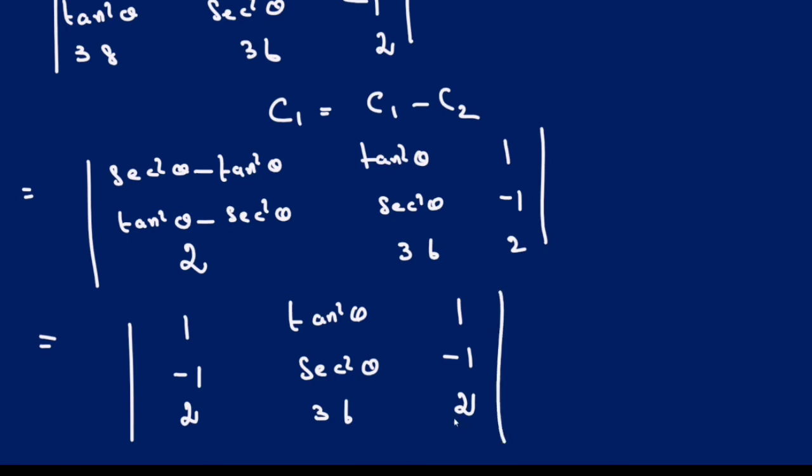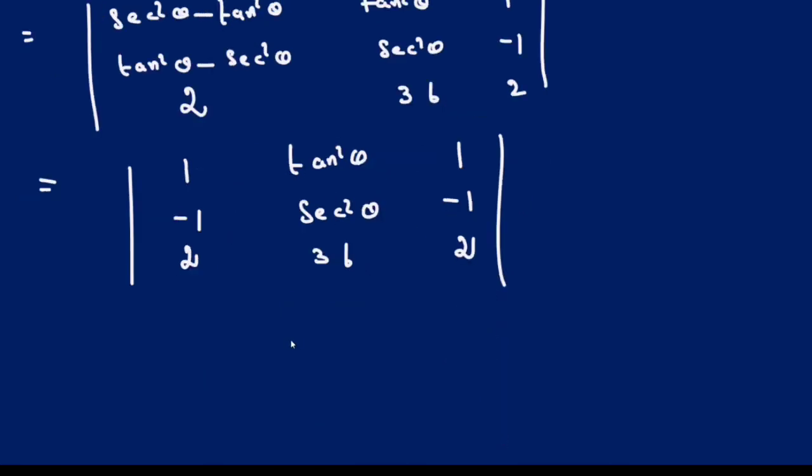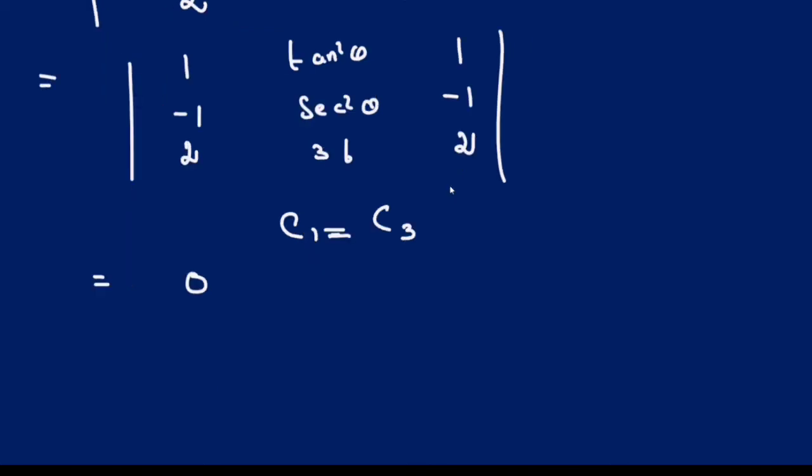So you can see here, these two columns are identical, equal. C1 is equal to C3. So you know the property of determinant, the value is 0. Same number, two columns have the same number. So the determinant value is 0. If you expand also, you get the same answer.